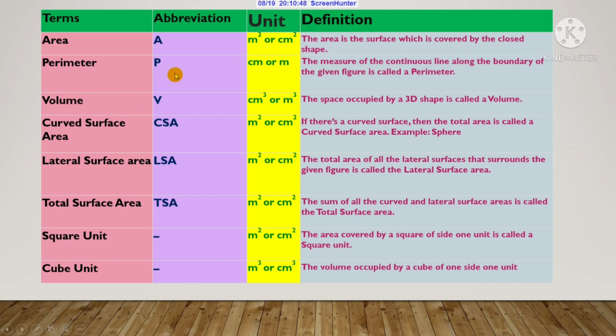Perimeter is denoted with P. It will be in centimeters or meters. The measure of the continuous line along the boundary of the given figure is called the perimeter. Similarly, the volume is denoted with V. It will be in centimeter cube or meter cube. The space occupied by a 3D shape is called the volume. Then CSA, curved surface area, LSA, lateral surface area, and TSA, total surface area. You can learn these from the definitions. Observing very closely, we'll learn about all these things in this chapter.